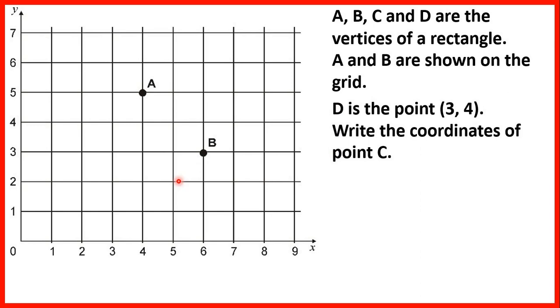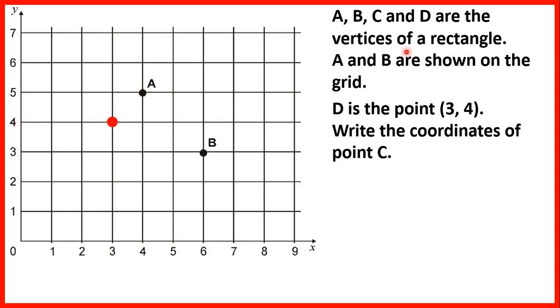Well, first of all, let's show D on the grid. It's the point 3, 4, and remember, the first number is down here, and then the second number in the coordinate is along the side. So we have 3, and then we need to go up 4, so point D is this point here.